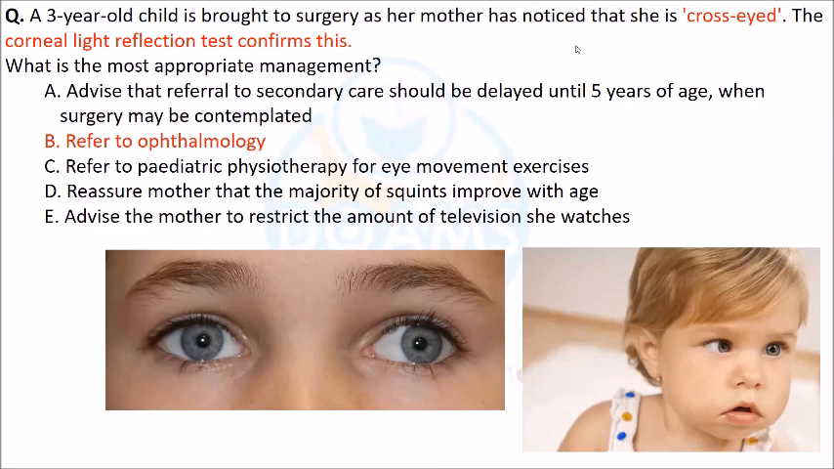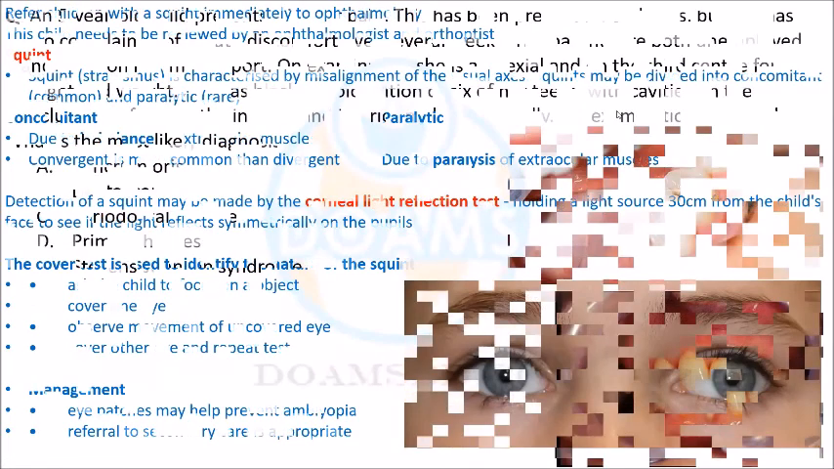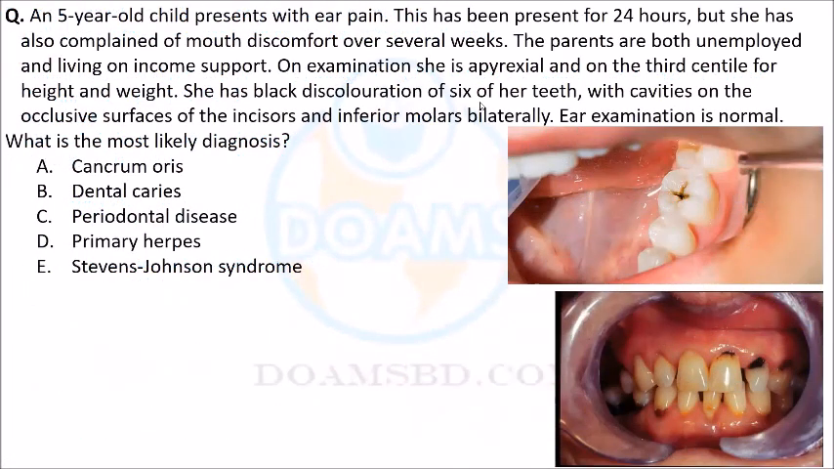Now with the squint, there may be some dangerous underlying disease. For that, as a GP, as a family physician, your duty is to refer the case, doctor. This squint has different types. You must read it by yourself, doctor. And this oral cavity inside, the teeth are black like that. A GP has to face such things, but the patient presented with ear pain.